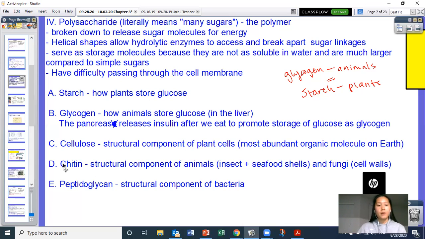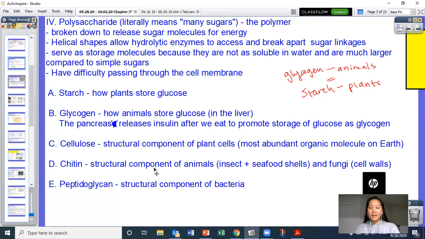structural support. Chitin is another carbohydrate, and it is a structural component of animals that have an exoskeleton. So animals like crabs, animals like beetles, right? They all have chitin, which is a carbohydrate that makes their exoskeleton really hard so they don't have bones inside of them, and they're supported by this outside structure.